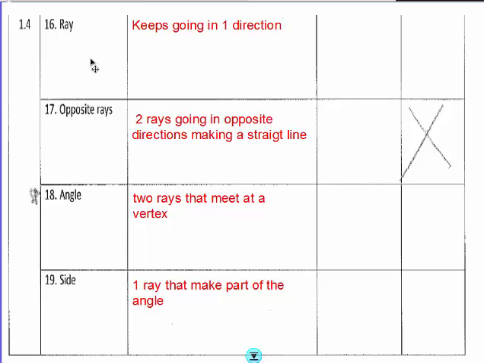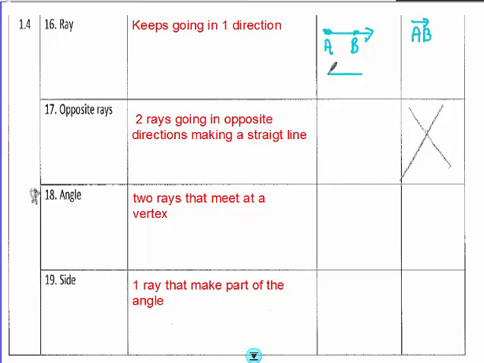Term number 16 is that you have a ray. This is something that keeps going in one direction. As we're looking at a picture of it, a lot of times you'll have a ray like this. It'll have an arrow on one end and a point on the other end. So I can have A and then another point B. When you're naming that, you put AB, and you always have the arrow pointing to the right, which isn't a big issue for this one.